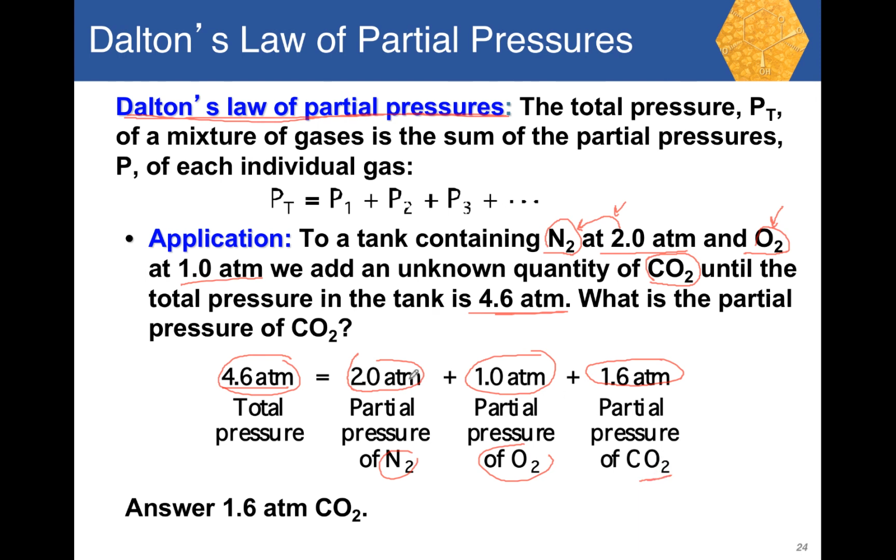So another way of stating it is if we see a total pressure of the tank of 4.6 atm, the partial pressures of the contributing gases must equal 4.6. So this is 2.0, 1.0, and 1.6 equals 4.6. So that's the law of partial pressures as it contributes to the total pressure of the container.